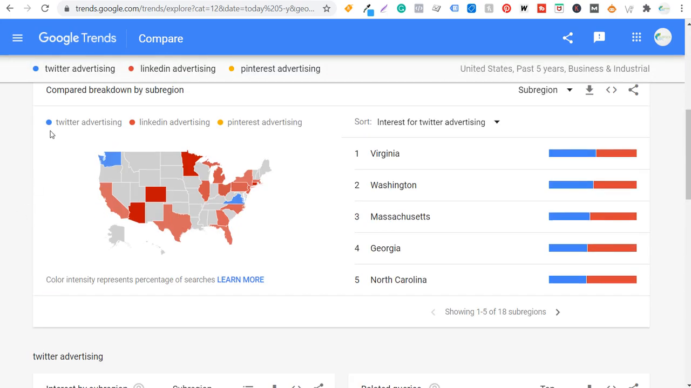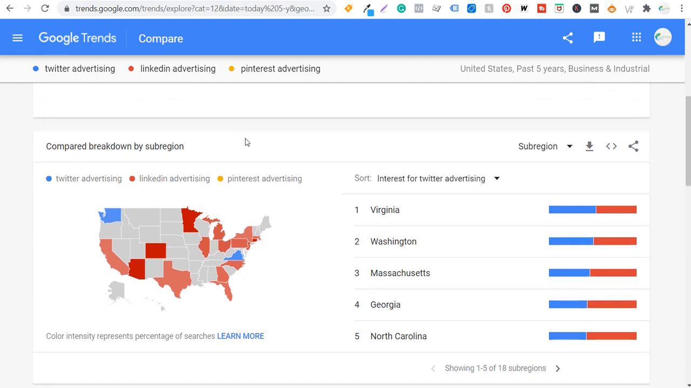Okay, so we'll keep scrolling down. Now you can see compared breakdown by sub-region. So one of the reasons why I like to compare different regions, you can see interest for Twitter advertising, looking at sub-region. Interest for LinkedIn advertising, and then interest for Pinterest advertising. So you can just click on this drop down and see where specifically people are looking up some of these different search terms the most.